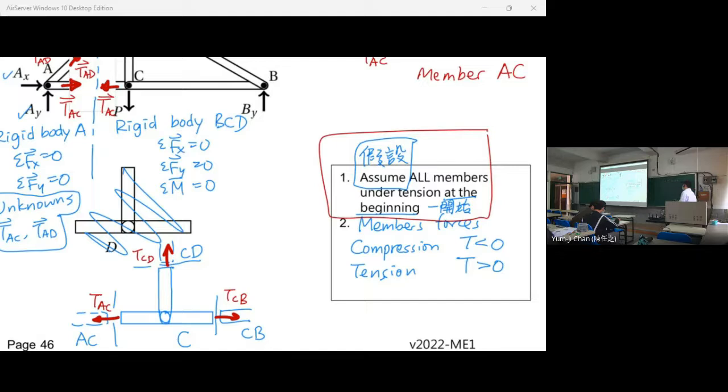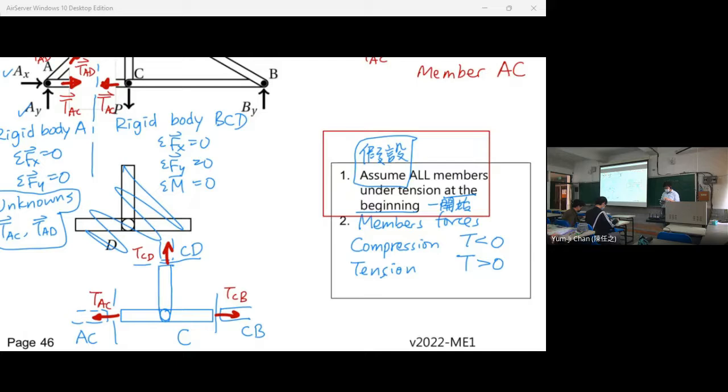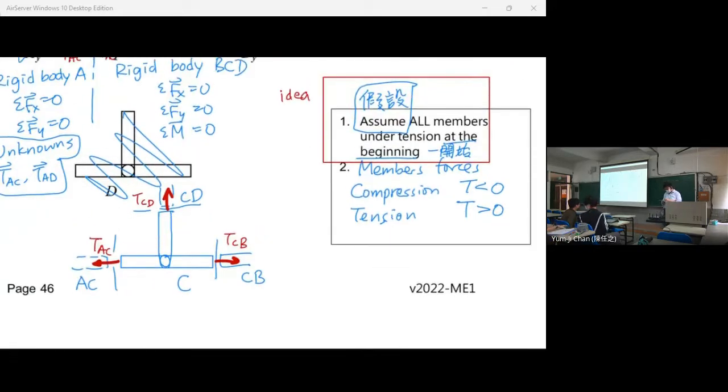Before the break, we said that we assume all members are under tension at the beginning. So this is the idea. What you should do is this.